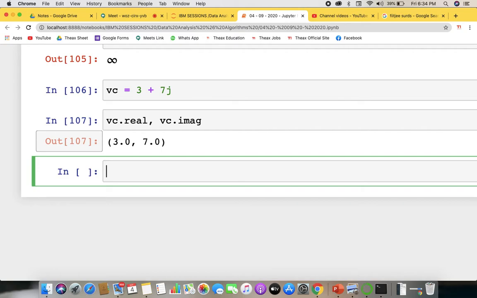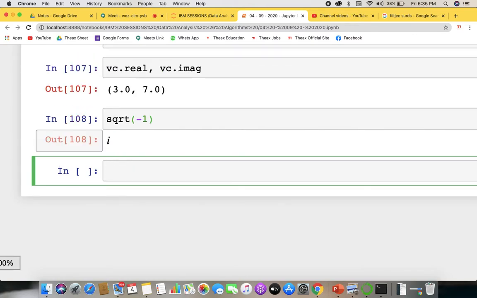What is under root of minus 1? I. Okay, so under root of minus 1 is i. What is that i? Iota. Very good. So sqrt of minus 1 is going to be i. Also, we call it the imaginary unit.